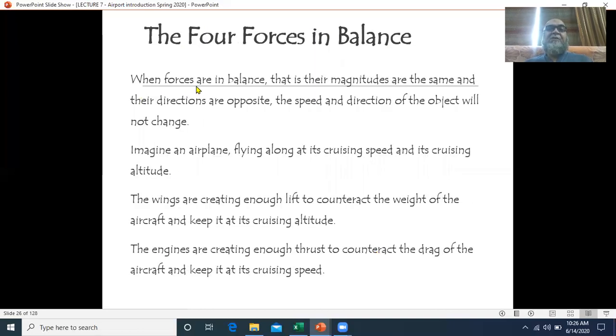So, when the forces are in balance, that is, their magnitudes are the same, the speed and direction will not change. Imagine an airplane flying at its cruising speed and its cruising altitude. The wings are creating enough lift to counteract the weight of the aircraft and keep it at its cruising altitude. The engines are creating enough thrust to counteract the drag of the aircraft and keep it at its cruising speed.